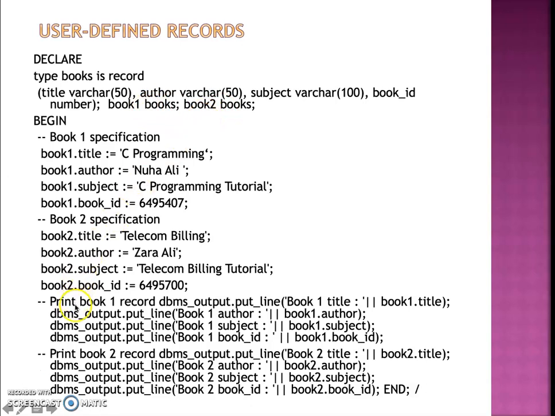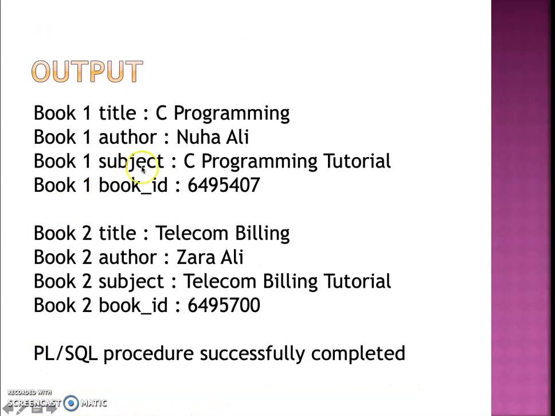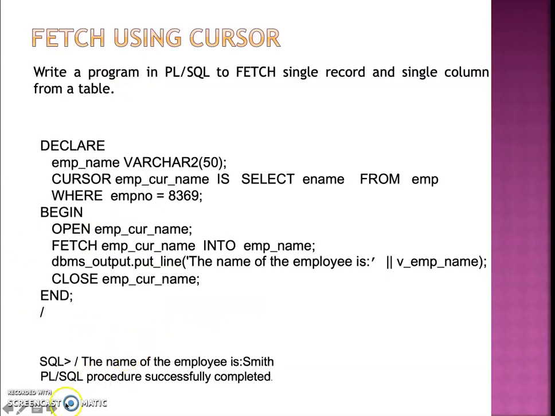Now we can print these using DBMS_OUTPUT.PUT_LINE. All the fields of the record are shown here. This can be printed and the output is shown as such. All the details of book 1 are printed. All the details of book 2 are printed.